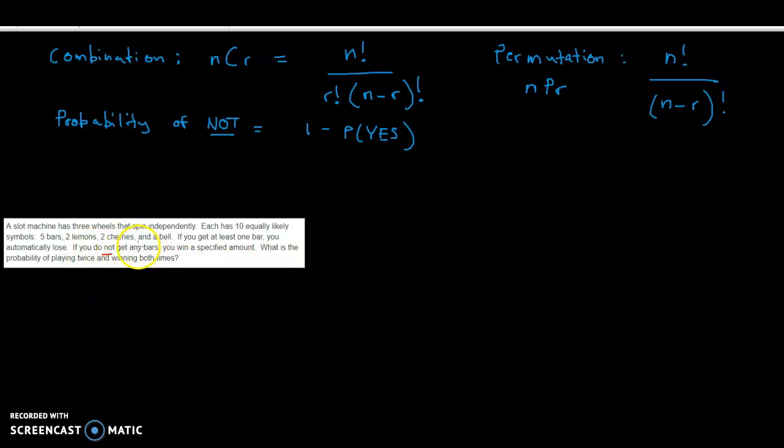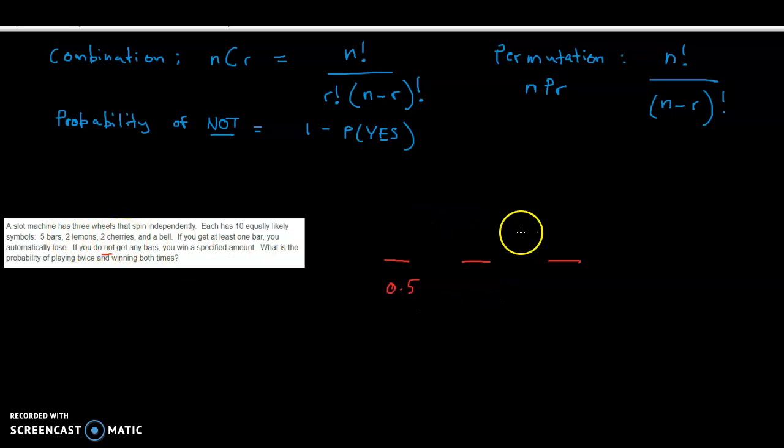What's the likelihood that you would not get a bar? If we've got 3 slots, 1, 2, 3, and they're all independent, so basically we can repeat stuff. There are 5 bars out of the 10, so the odds of not getting a bar would be 1/2 or 0.5. Hopefully that makes sense. Out of these 10 things, 5 are bars. So if I don't want to get a bar, I need to get either the lemons, cherries, or a bell, and that's a 50% probability.